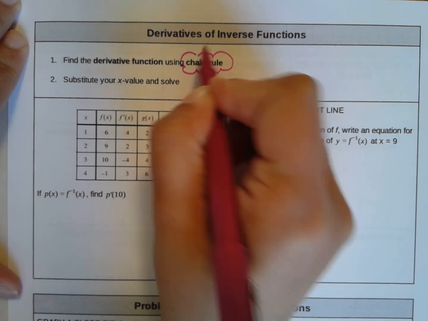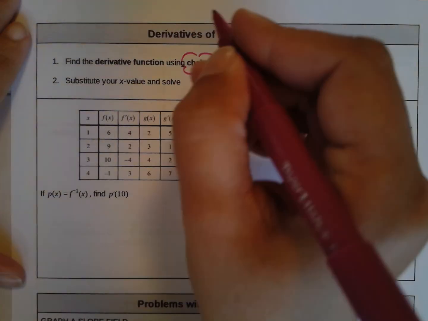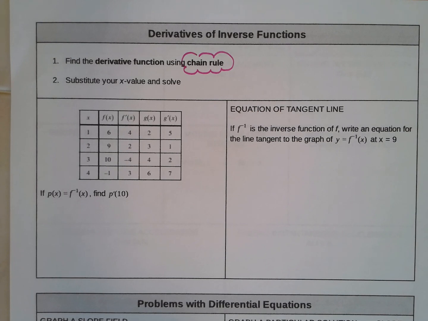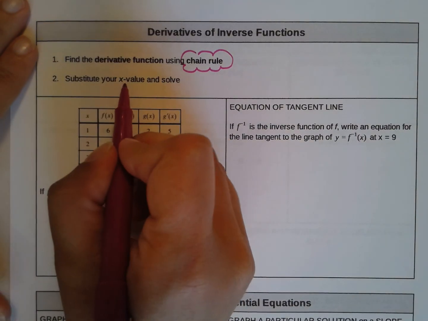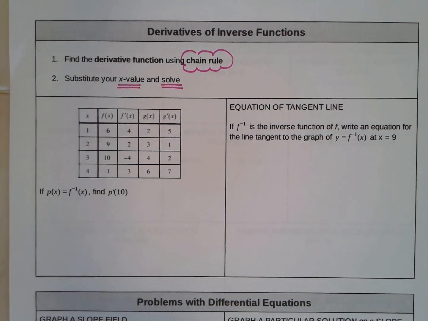So just like with implicit differentiation, there's this process that we follow. So in order to find the derivative, there's this process that we follow when it's an inverse function, and that is to use the chain rule to find the derivative. After you find your derivative, then you still need to usually substitute your x value and actually solve the problem. So we're going to go through this step by step and just make sure that we have an idea and a review of how to do this process.